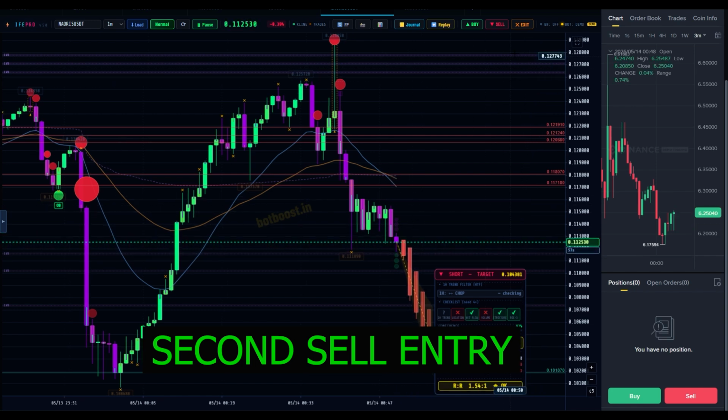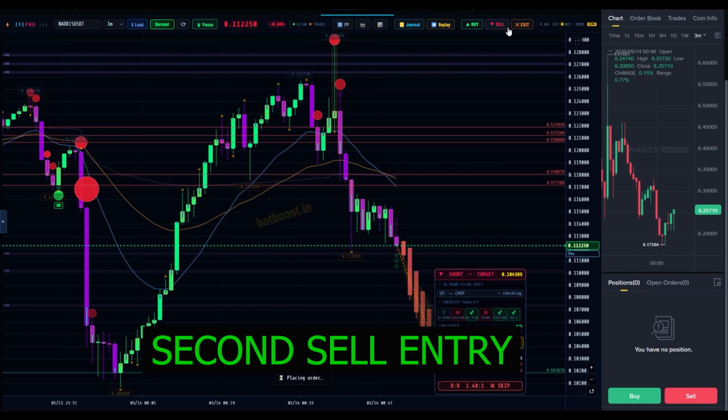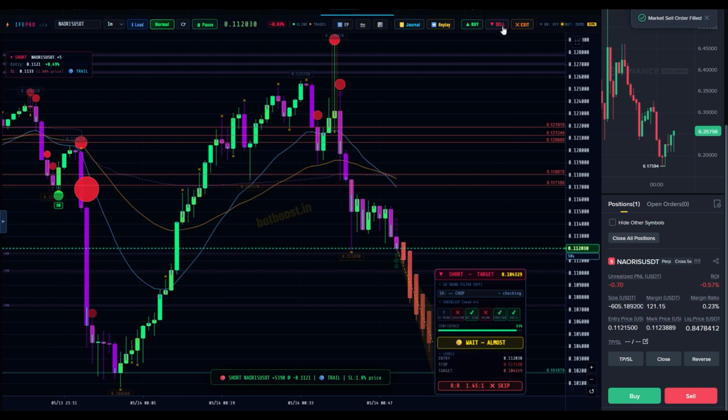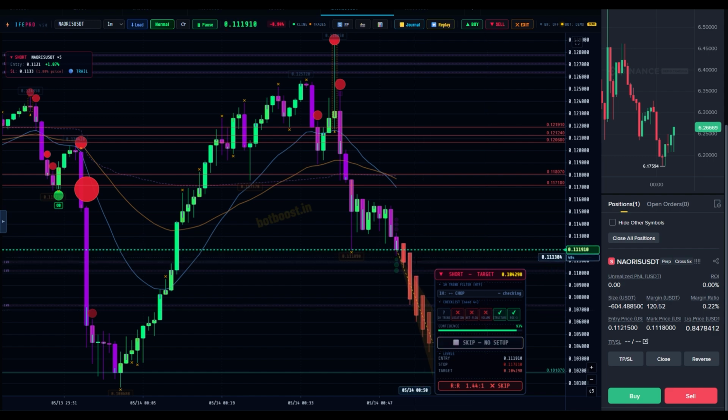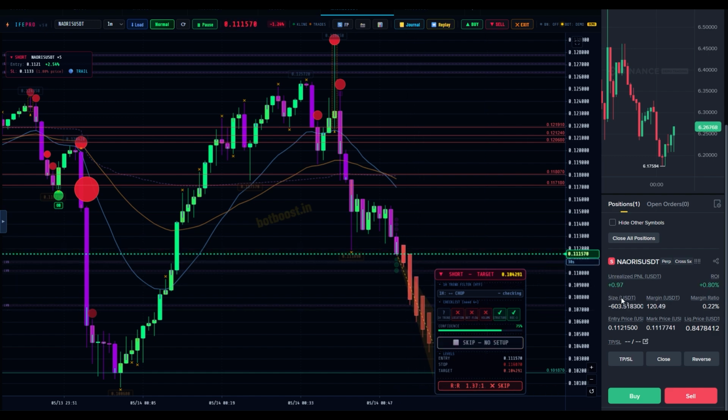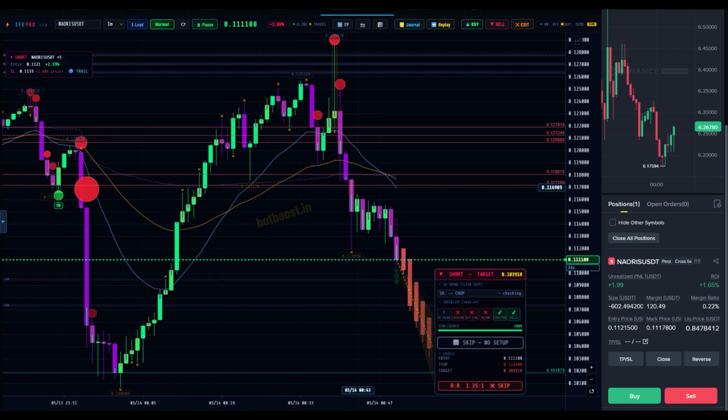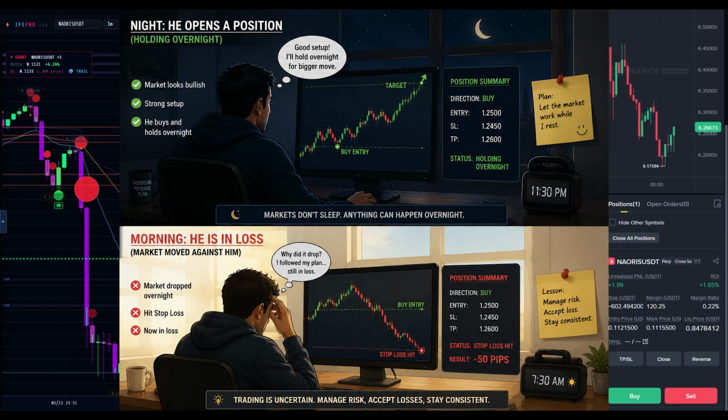So look at this, it's making lower low. I sell again, I short again with the 5x leverage. Just click sell, and then what happens? Price goes down, you make more money. Okay, price is going down and you are making money. This bot, this terminal will book the profit for you.